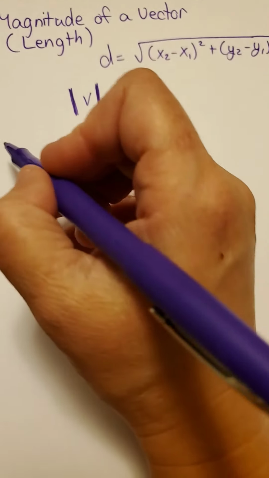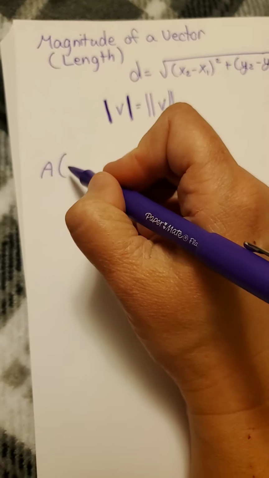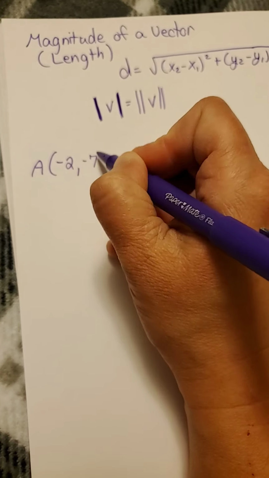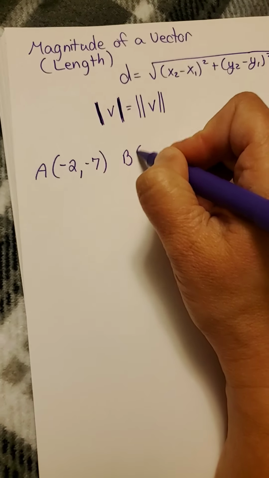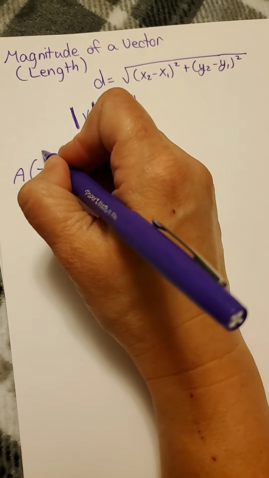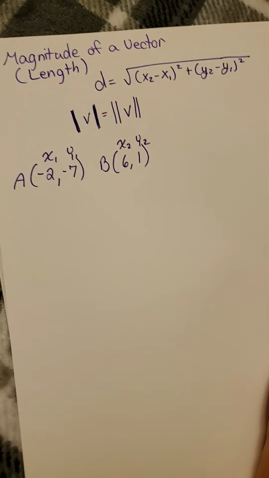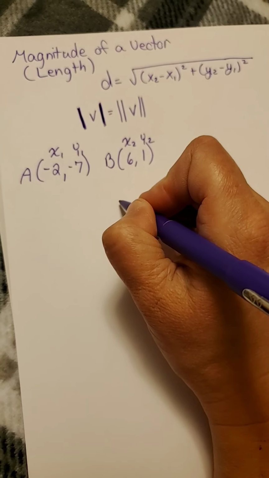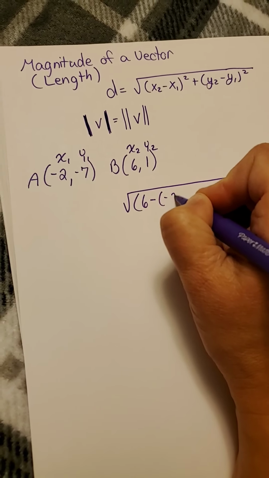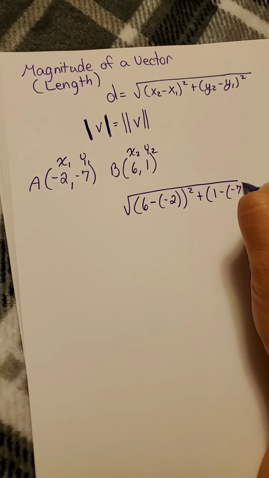So what we're going to do is look at an example. Let's say a vector has an initial point of -2 and -7, and a terminal point of 6 and 1. We're going to plug that into our formula. This is x1, y1, and this is x2, y2. So we get the square root of (6 minus -2) squared plus (1 minus -7) squared.